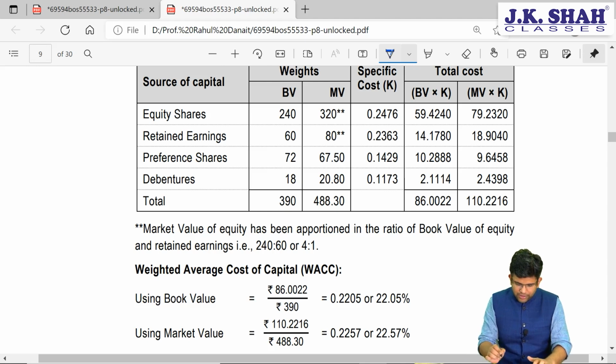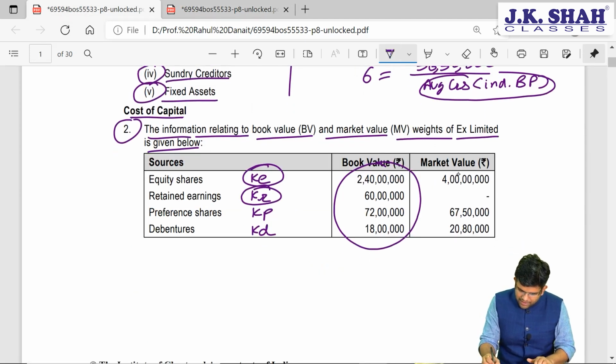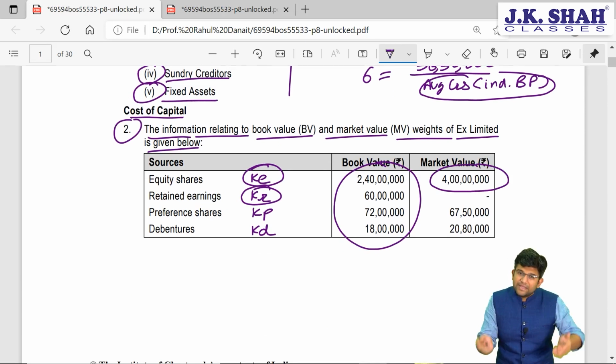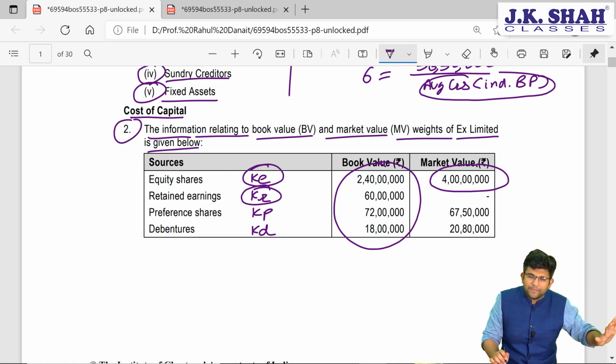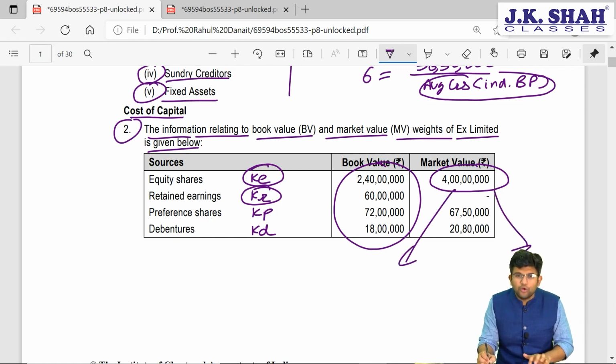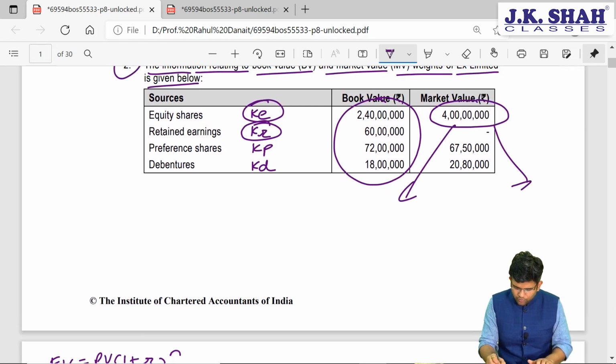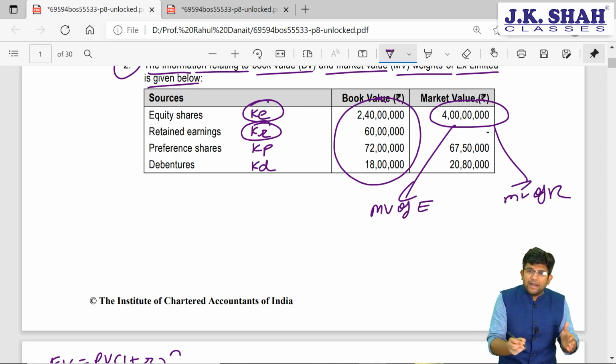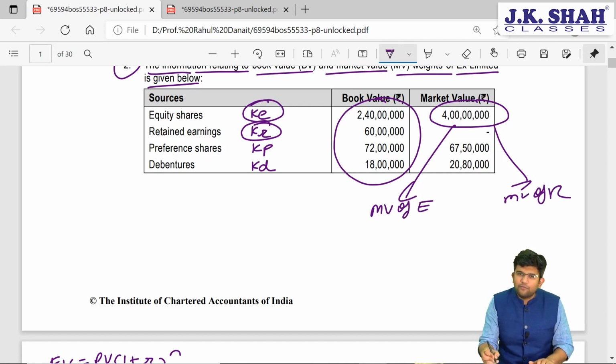Everyone clear? So children, here if you see, the market value of equity is 4 crores, correct? The market value of equity is 4 crores, but this 4 crores includes the equity as well as reserves part. So what ICAI says, you bifurcate this into two parts, market value of equity and market value of reserves. Everyone clear? In what ratio? In the ratio of their book values.